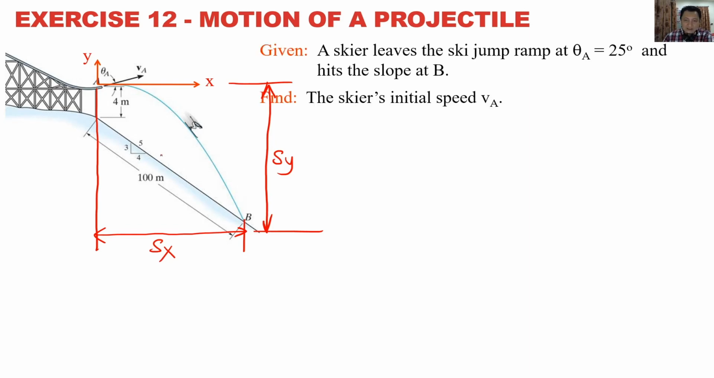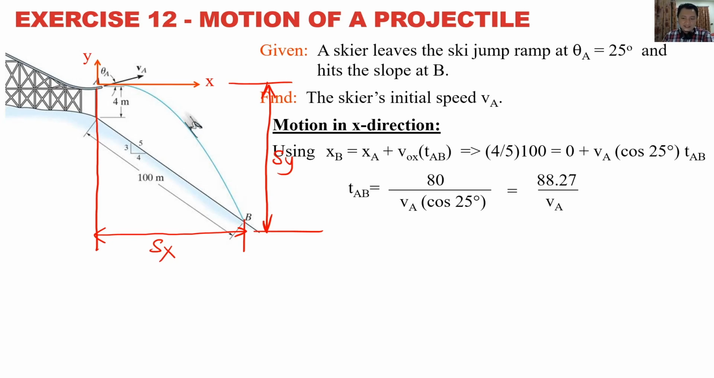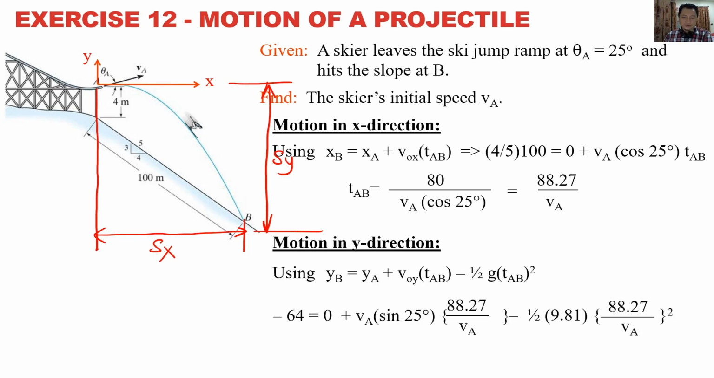What does it ask us to find? The skier leaves the jump at theta equal to 25 degrees. Hits the slope at V. Find the skier's initial speed, VA. Find VA. So it's almost the same. You can check it out and try to do it on your own first. Then look at the answer. So you should be doing more tutorials on projectile motion.